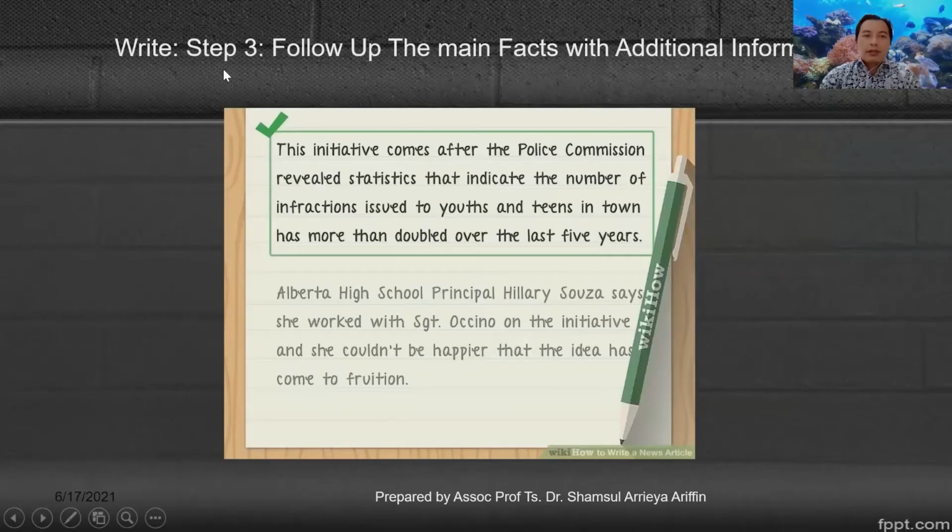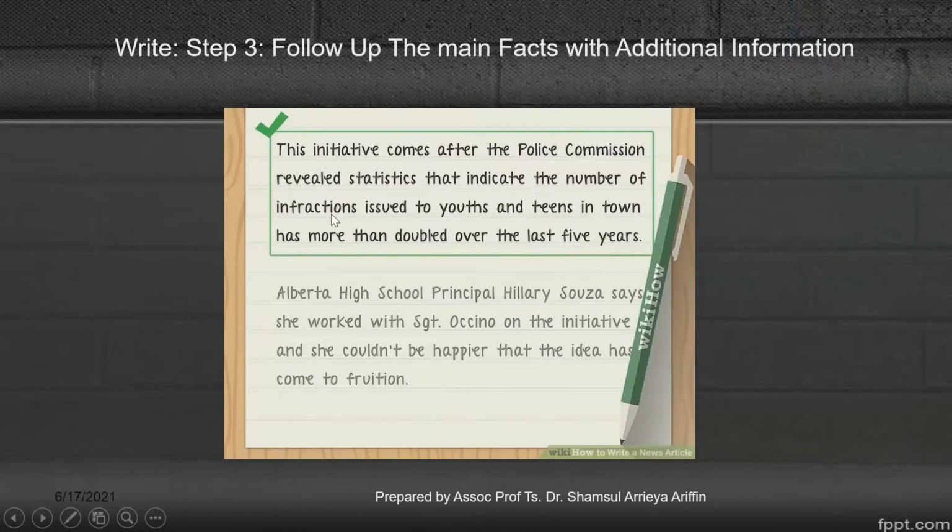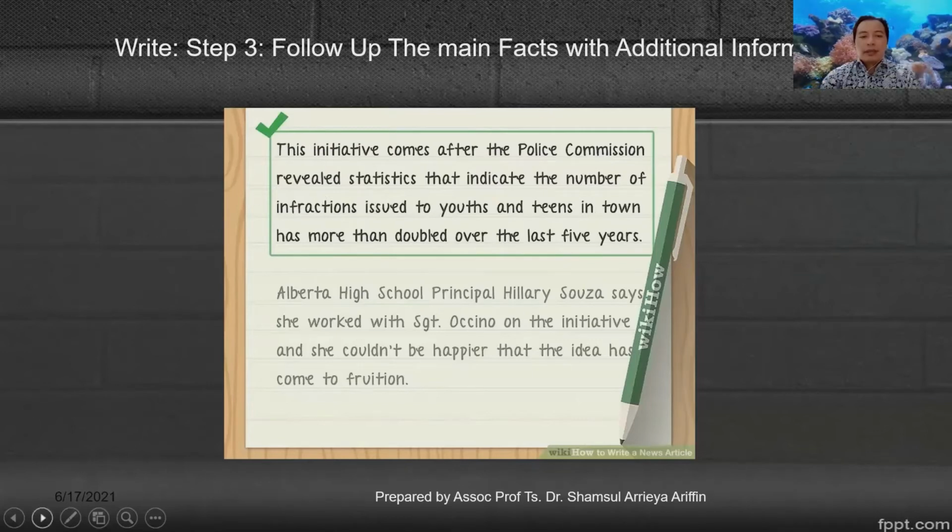Right. Step 3, follow up the main facts with additional information. This initiative comes after, so this is a paragraph excerpt. It says that after the main paragraph, they follow with other facts, right? So we say that the infractions involving youths and teens in town have more than doubled over the last 5 years. So it just adds more information to the main facts just now.